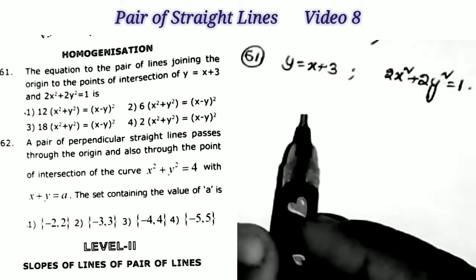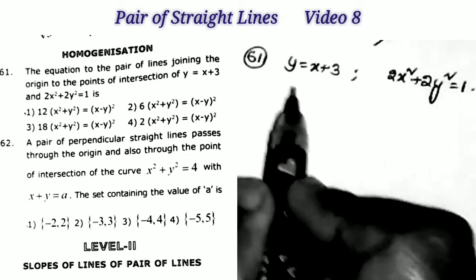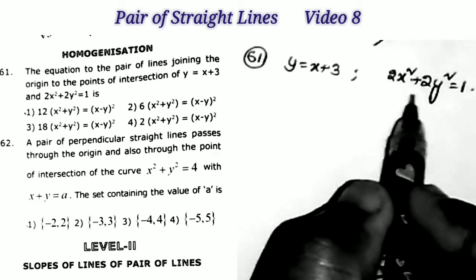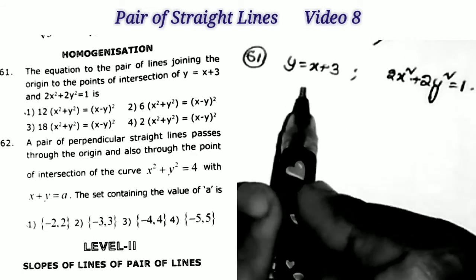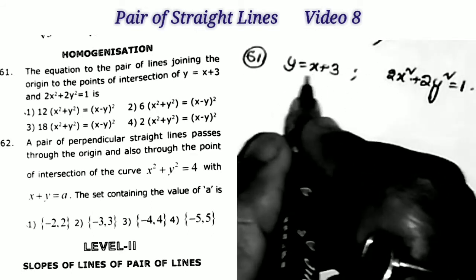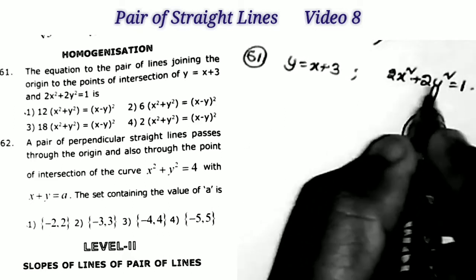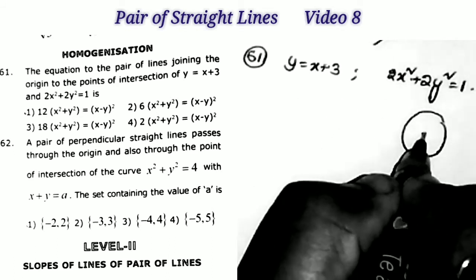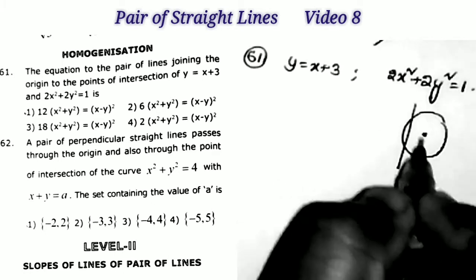Next problem, sum number 61. The equation of the pair of lines joining the origin to the points of intersection of the line y = x + 3 and the curve 2x² + 2y² = 1. For example, what is the given curve here? x² + y² = 1/2, which is the circle equation, and the center of the circle is the origin. Suppose this is the line y = x + 3. What do we want?